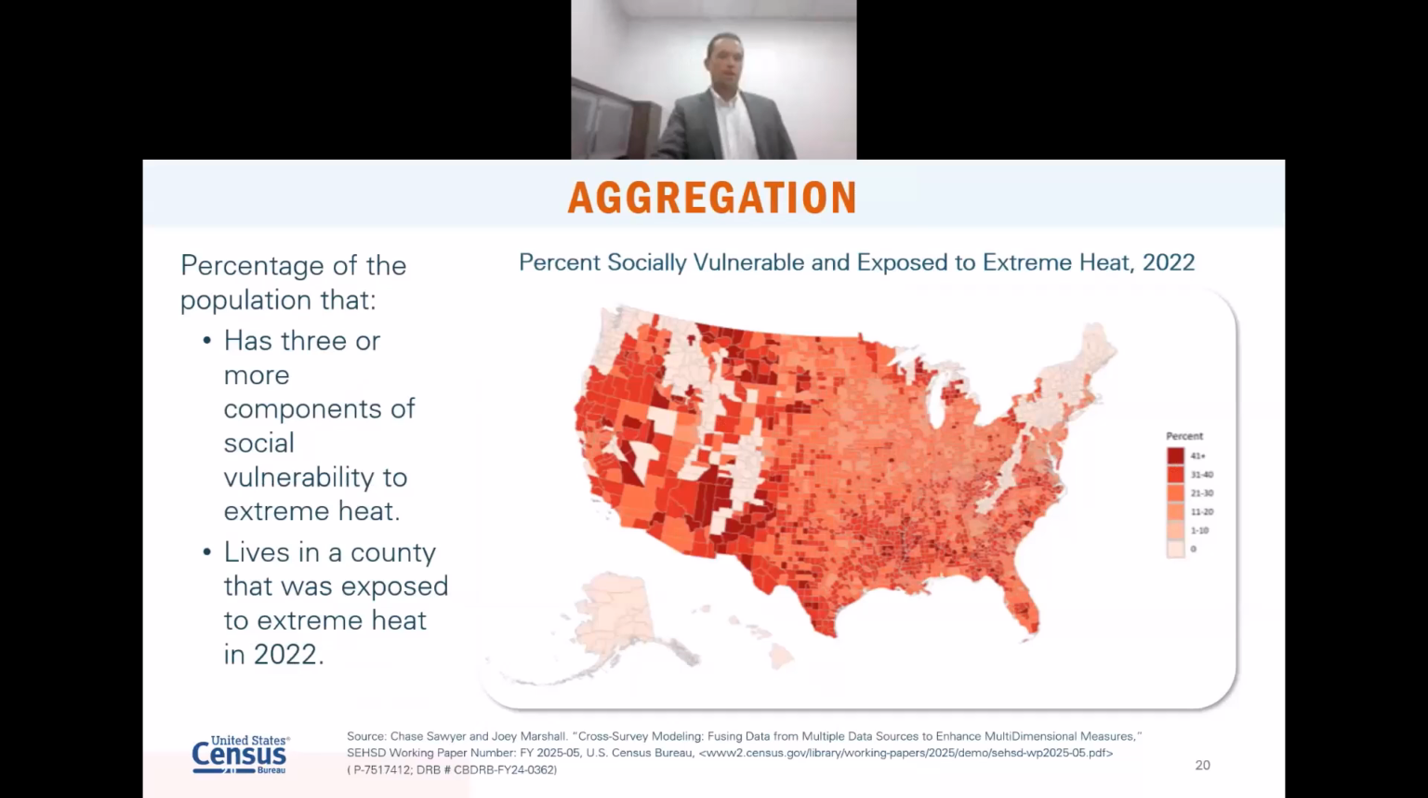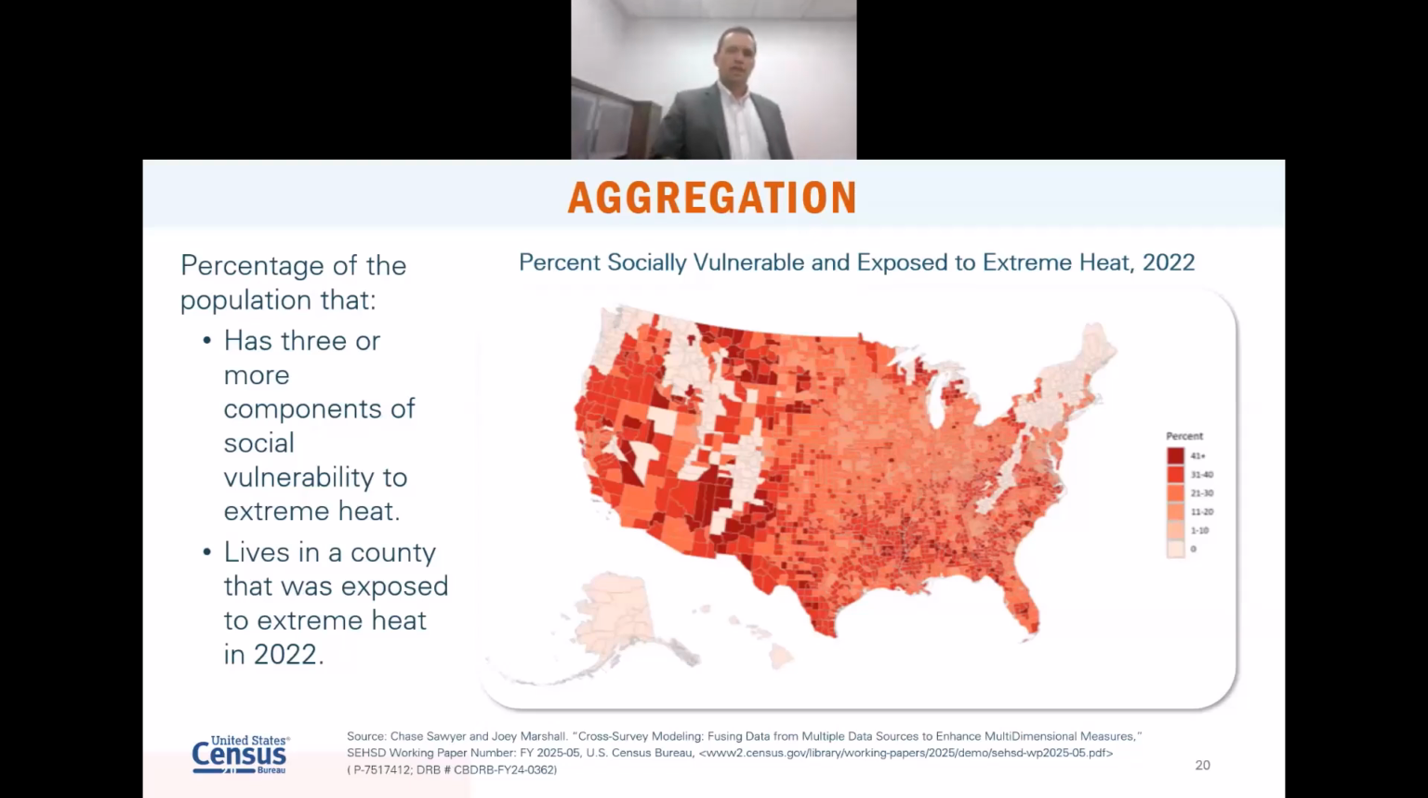And so for the aggregation step for the CRE for heat, we look at the percentage of the population that has 3 or more components of social vulnerability to extreme heat, and that's published as one data estimate. But we also have this portion where we're looking at that they were socially vulnerable and the county was exposed to extreme heat in 2022.